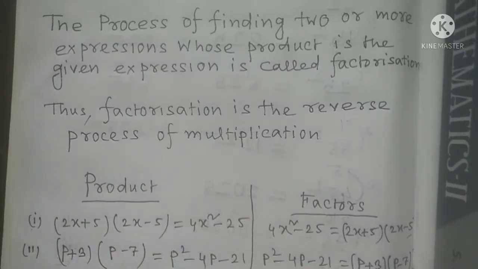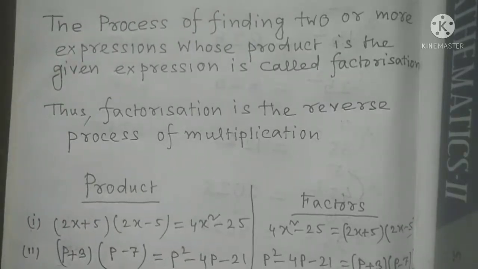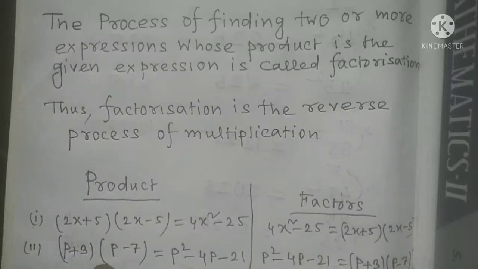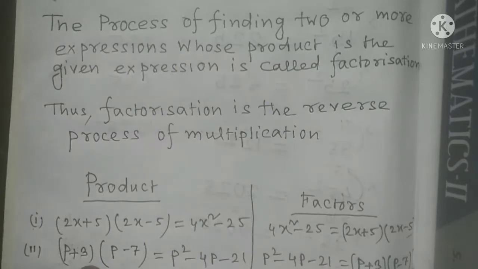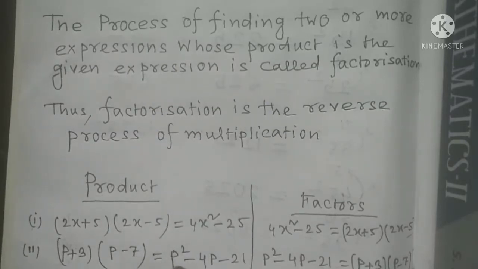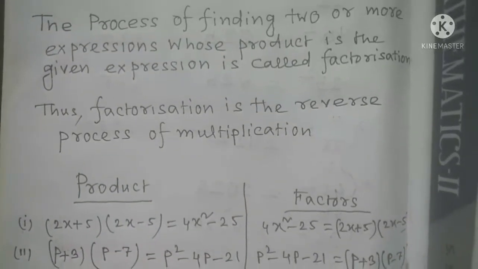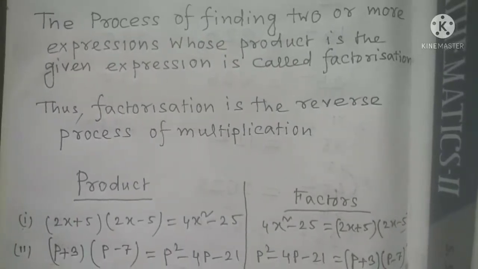Here is another example of factorization. p plus 3 and p minus 7 are the factors of this expression, that is, p square minus 4p minus 21. Both p plus 3 and p minus 7 are factors of this expression. My dear students, I think this is the concept of factorization.